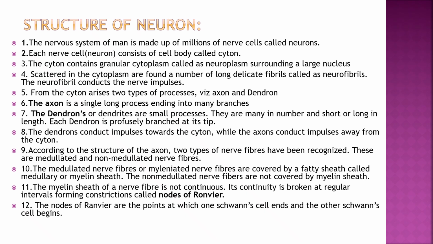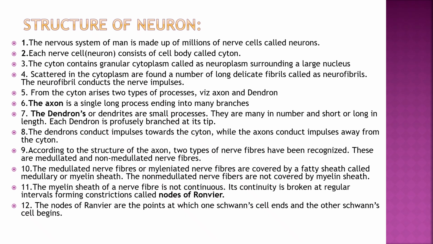The nervous system is made up of millions of nerve cells called neurons. Each nerve cell neuron consists of a cell body called cytoplasm. The cytoplasm contains granular cytoplasm called neuroplasm surrounding the large nucleus. Scattered in the cytoplasm are found long fibers called neurofibrils. The neurofibril conducts the nerve impulse.